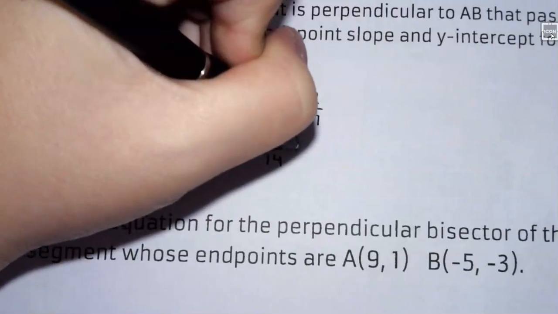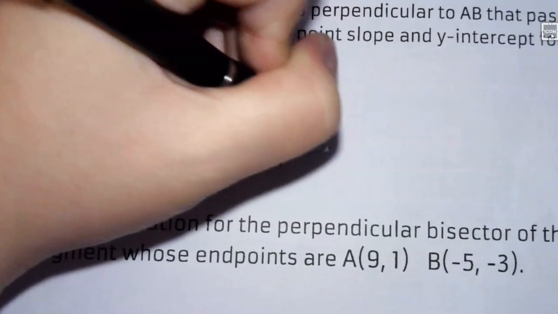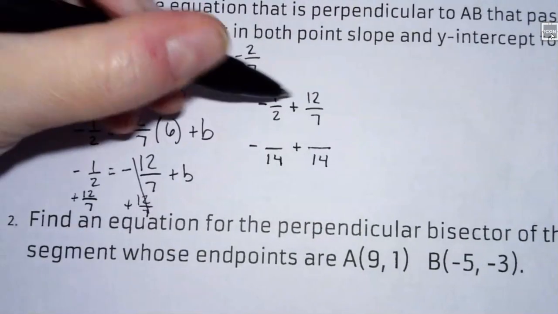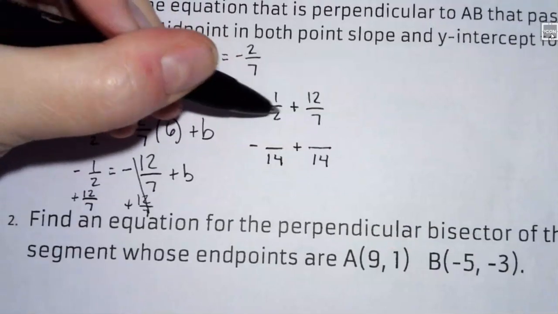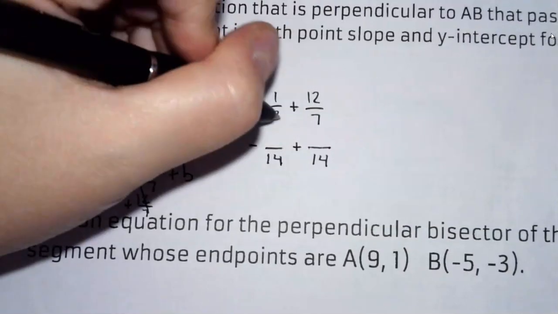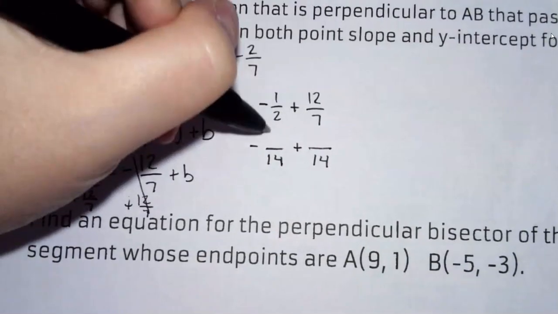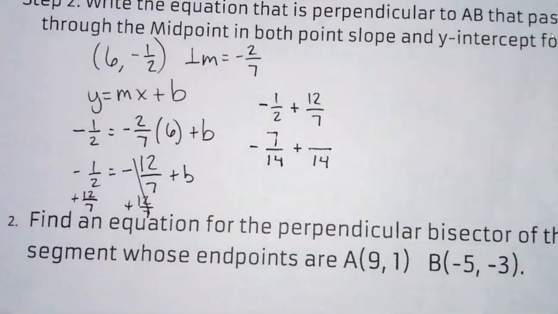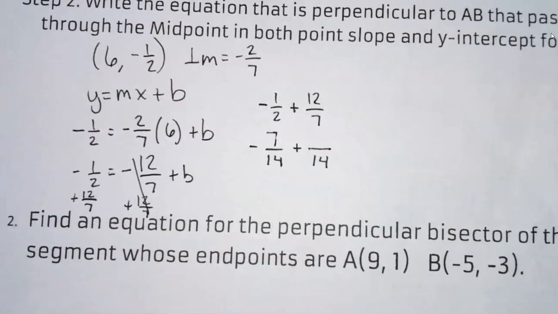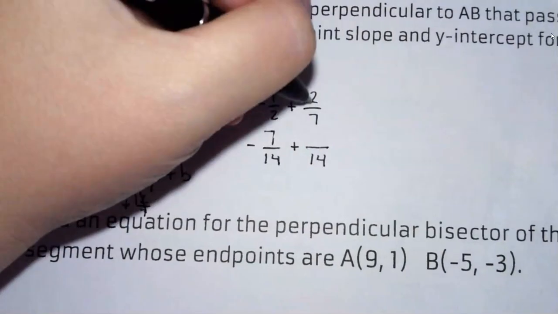So if you have 14 on the bottom of both of these, you just have to figure out what the numerator is. So what do we multiply 2 by to get to 14? We multiplied 2 times 7 to get 14. So we need to multiply the top part by 7 as well. And if you look at that, it kind of makes sense because 7 over 14 does simplify to 1/2. We're not actually changing the fraction at all.